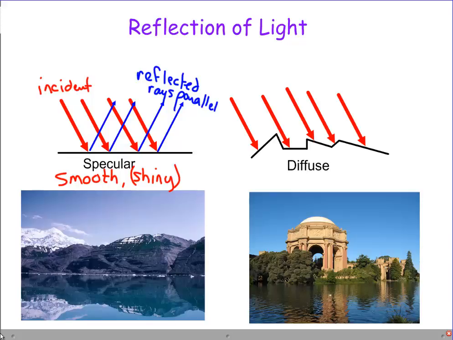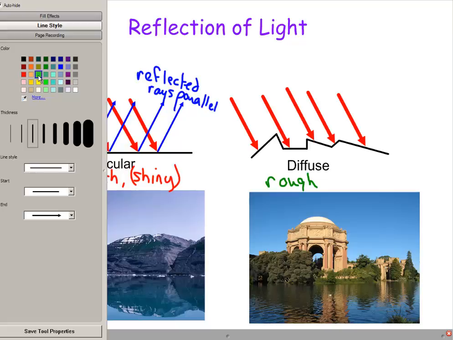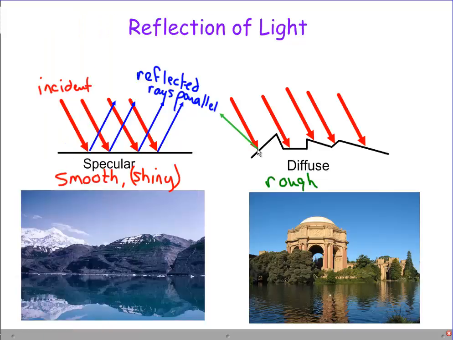The other kind of reflection I can have is diffuse reflection. I get diffuse reflection when I have a rough surface, and some surfaces are more rough than others. When the light reflects off of rough surfaces, the angle of reflection is equal to the angle of incidence in each case. So there's one light ray reflecting there. This one's going to reflect like that. That's going to reflect like that. That's going to reflect like that. So my reflected light rays are scattered.